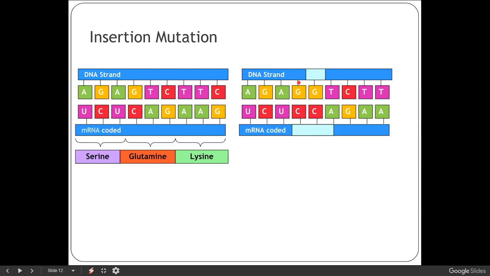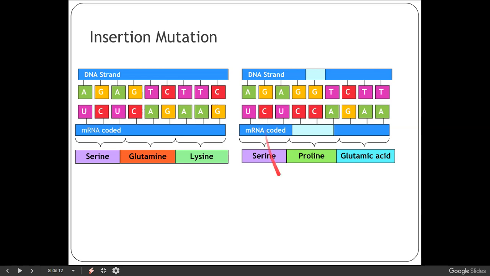Over on this side, we've had AGA, UCU, that's coded for our serine molecule. However, our next one, we should have had GTC. However, we've now got GGTC. So we've got an extra G in there, and that's given us a different codon, which has given us a different amino acid.